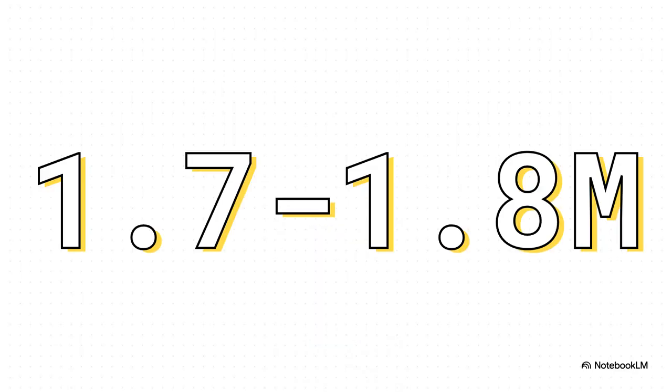So, first up, take a look at this number, 1.7 to 1.8 million. Any guesses what that is? Well, that is the incredible number of species that we humans have managed to find and give a name to so far. It's a huge, huge number, and it just keeps on growing.